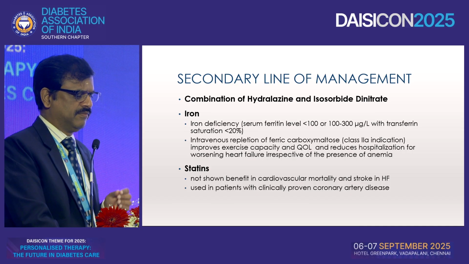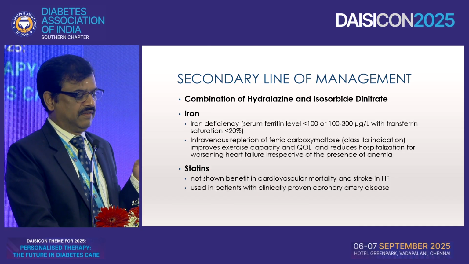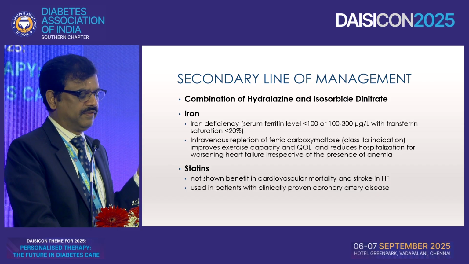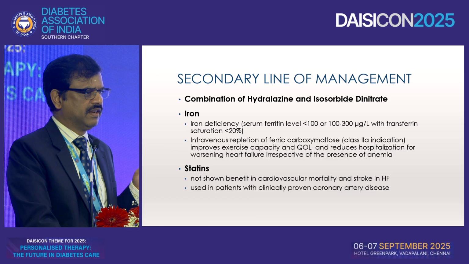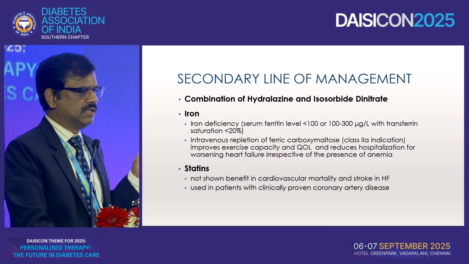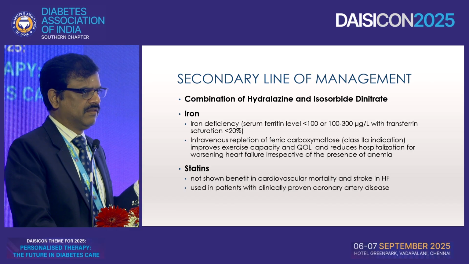Iron also plays a very, very important, vital role. If the ferritin level is less than 100 or transferrin saturation less than 20, please give ferric carboxymaltose, because studies have shown it improves quality of life and functional capacity of the individuals. So there is a role for iron. Check the serum ferritin level, not only hemoglobin.